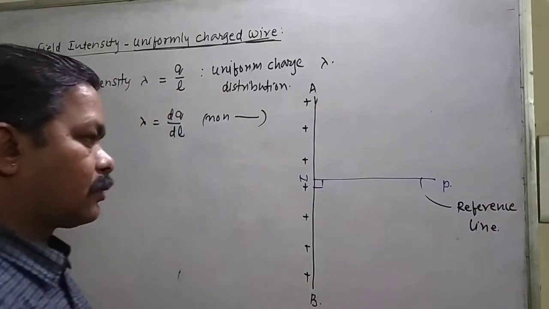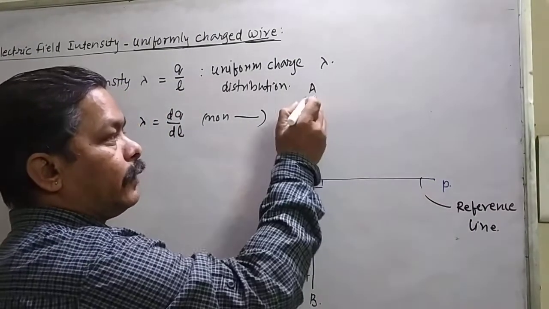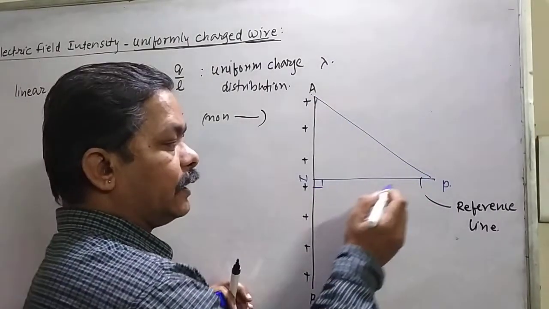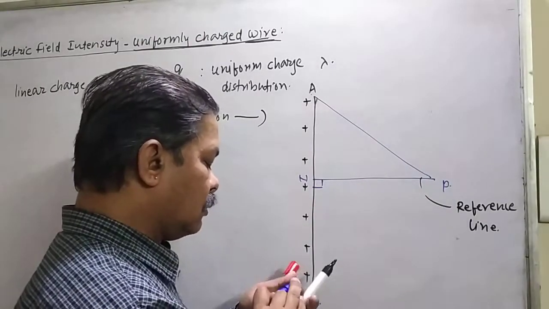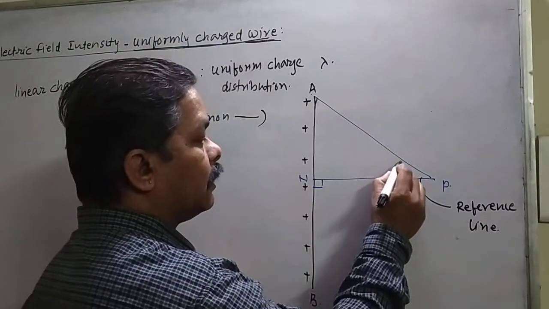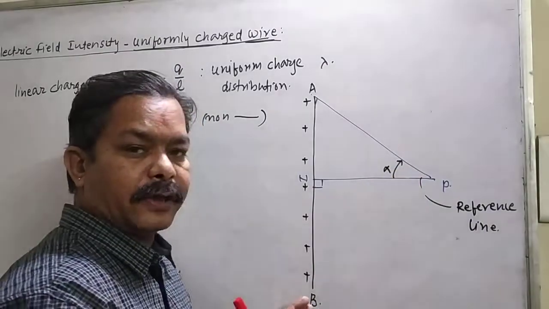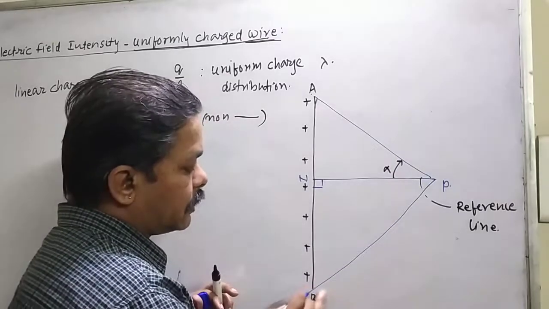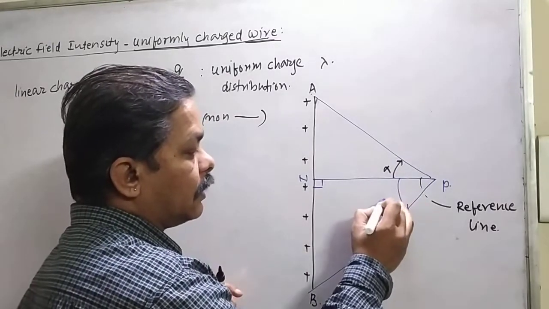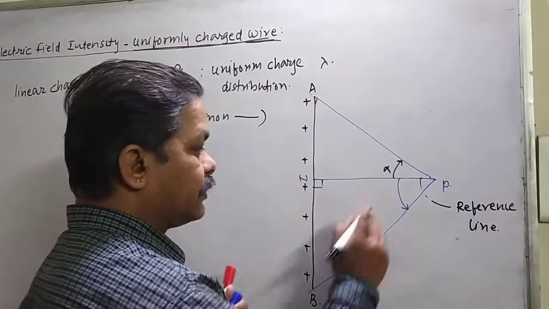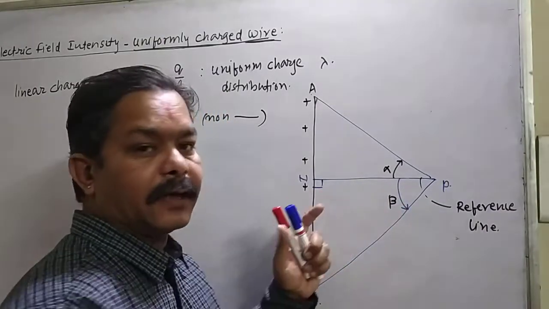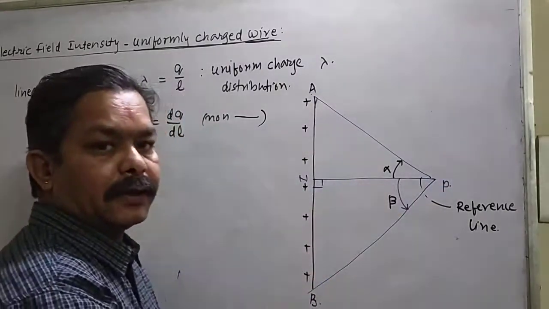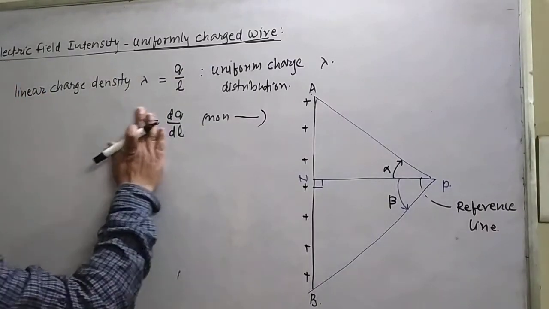Suppose you join A to P directly by a straight line. Suppose this line makes an angle alpha with the reference line. Similarly, you join the end B with the point P, and I assign the angle as beta. This line makes an angle beta with the reference line. So alpha is measured from the reference line to line AP, and beta from the reference line to line PB.